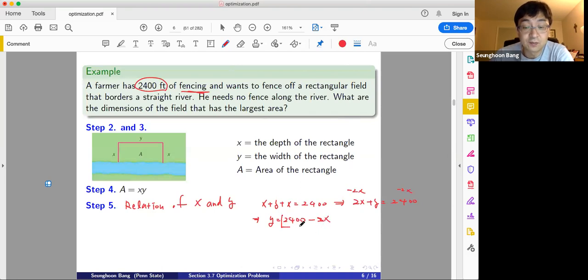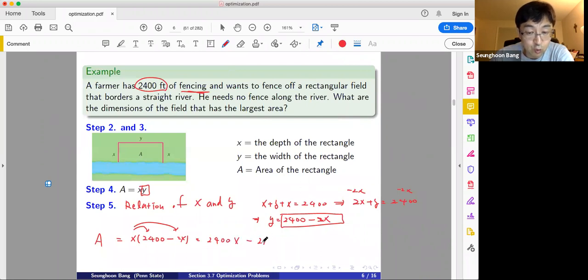We can plug this into here. So we have area A equals X times (2,400 minus 2x). You can distribute x: 2,400x minus 2x squared. That's right. So we can use only one variable x. Next, find the domain. So what about y? This y is what we have here.